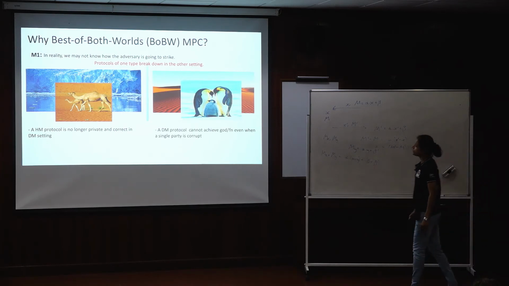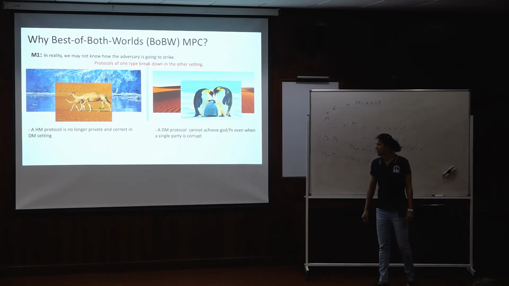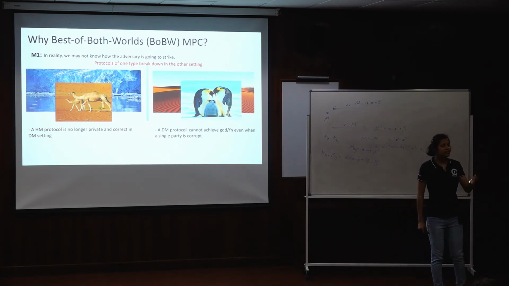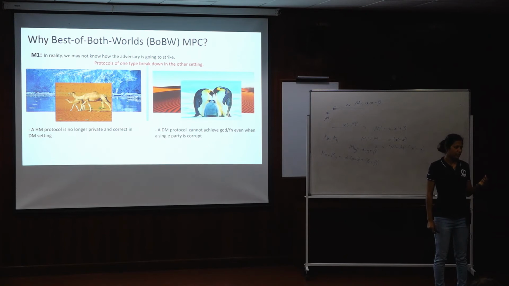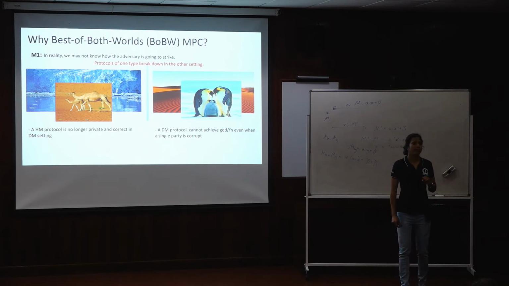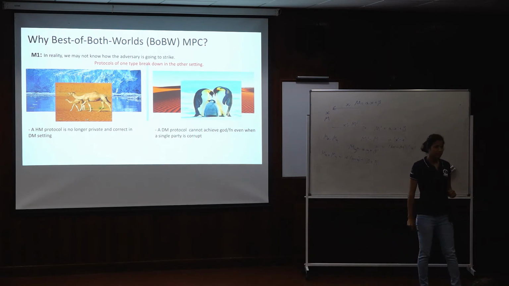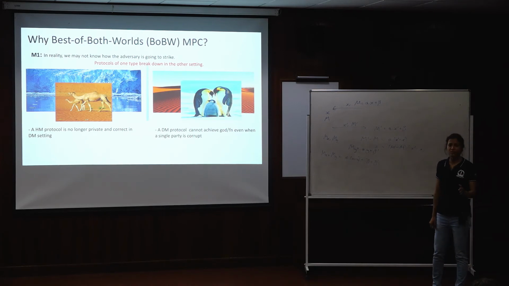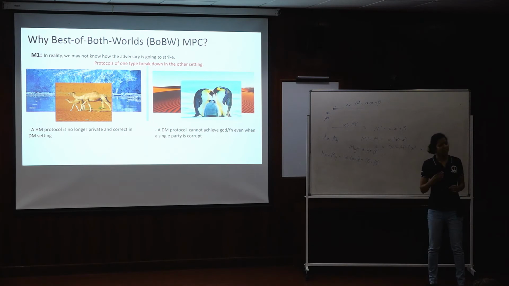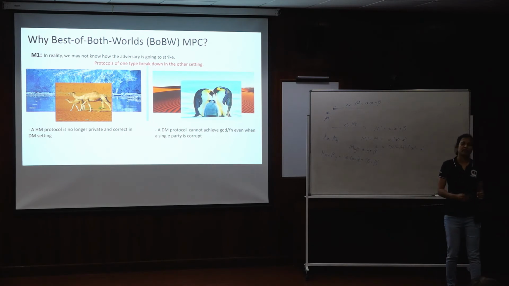On the other hand, if you take a dishonest majority protocol, then even when a single party is maliciously corrupt, you cannot get guaranteed output delivery or fairness, let alone with minority corruption. It's a dishonest majority protocol, so the best it can give is unanimous abort, and it will continue to give that even when there is a single corruption.